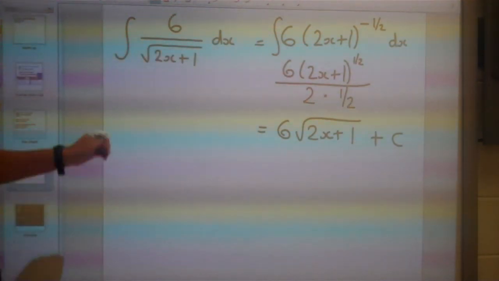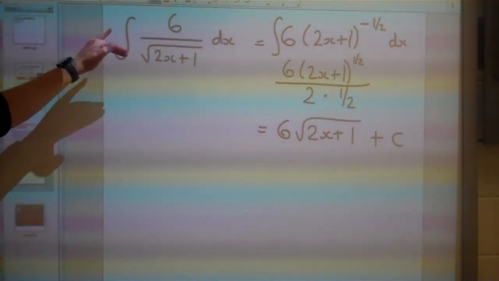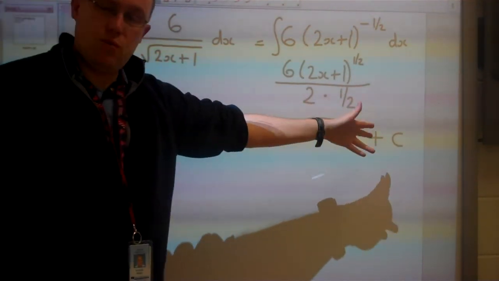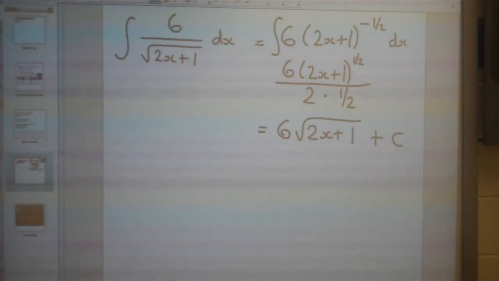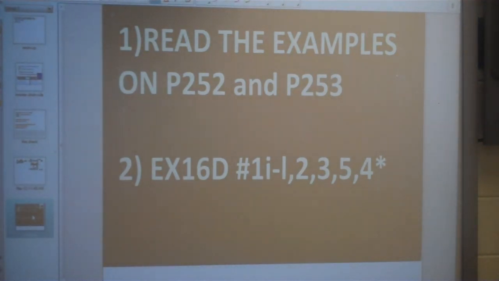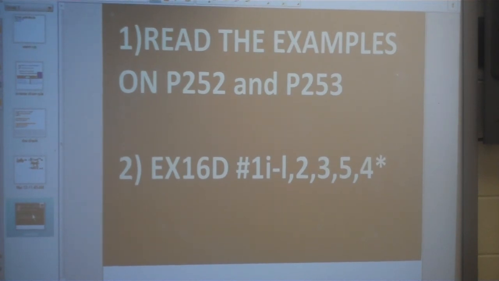To make these questions more difficult, we can also have limits on here as well, making them a definite integral, in which case you wouldn't need the c. So, that really concludes our lesson 4 from chapter 16. If you want to try some of the questions, these are the ones that I actually recommend. Exercise 16D, 1I through L, 2, 3, 5. 4's a little tricky, and we'll probably talk about that one in class a little bit.